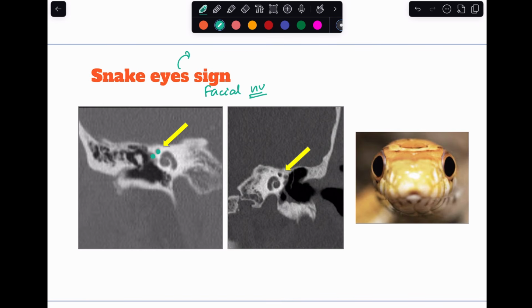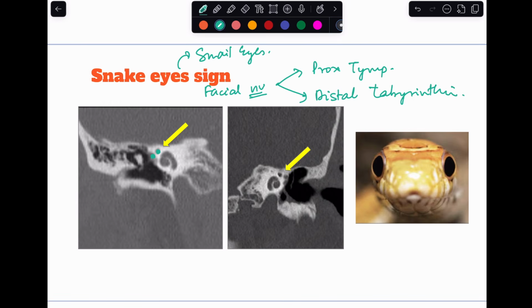This sign has another name, which is known as the snail eyes sign, again because of similar reasons. Now, what two segments of the facial nerve does this show? First of all, one of the eyes indicates the proximal tympanic segment of the facial nerve, and the second one points towards the distal labyrinthine segment of the facial nerve. These two segments give rise to this snake eye-like appearance in the CT temporal bone.